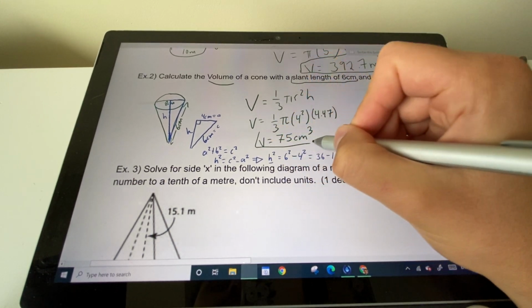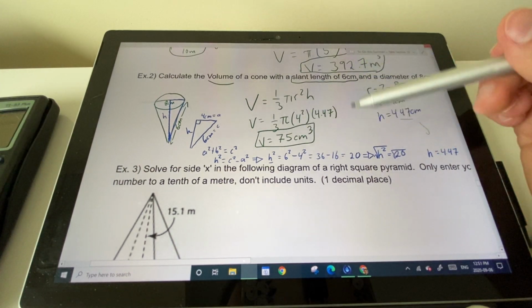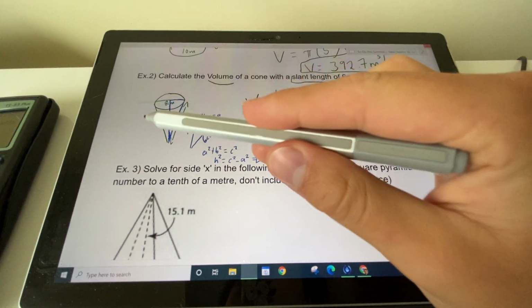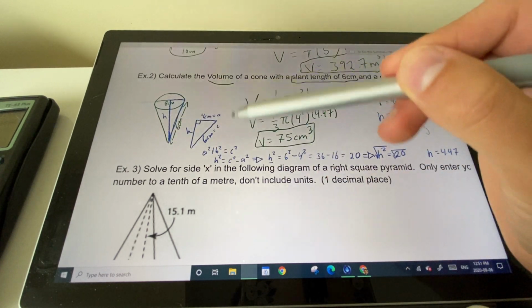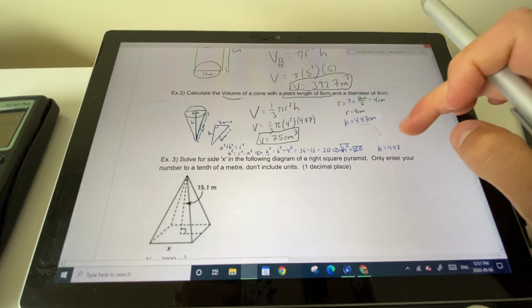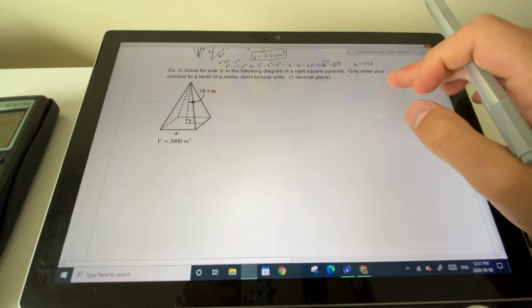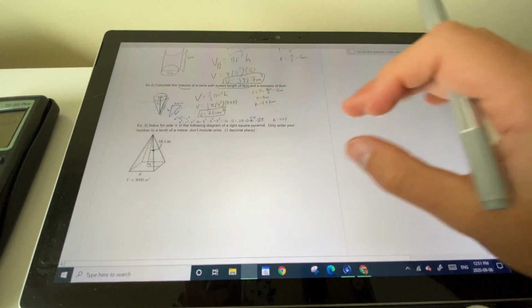And there's our volume. So you really got to understand how to use Pythagoras theorem. If this part confused you, you got to come ask. Practice plugging this into your calculator because that's a huge important part of this whole unit. If you have any questions, please come ask for that. Okay, now moving on.